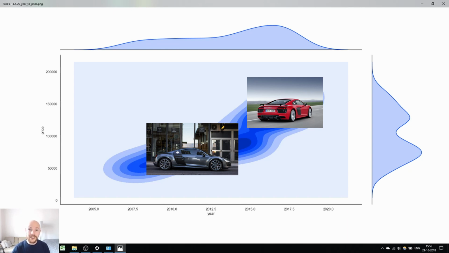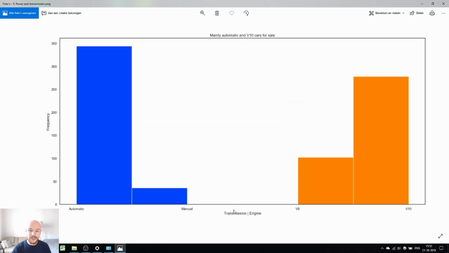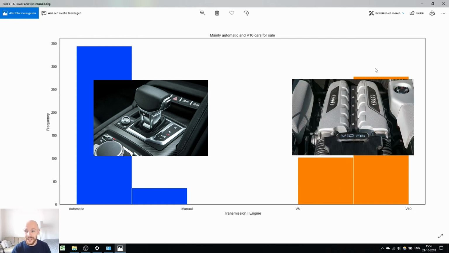Now let's move on and look at two of the final variables which you want to take into consideration before looking at more advanced analysis. First of all, we have the transmission here on the left side of the graph. We can see that most of the market is oriented towards automatic cars, as there are about 350 cars for sale versus 50 for the manual ones. You can also see that the V10 was clearly the most popular one, as there were about 270 for sale. V8s are only available to a limited extent, as there are only 100 for sale.